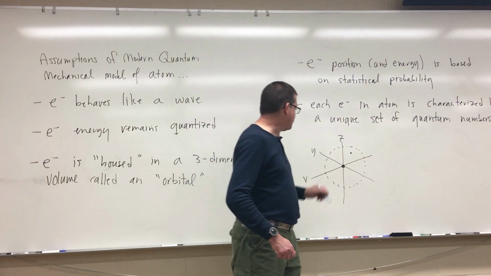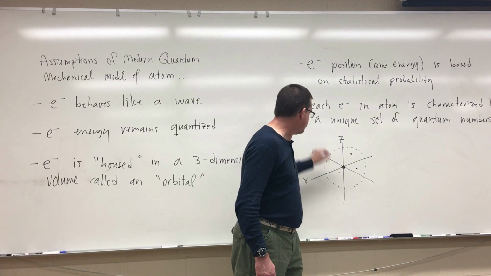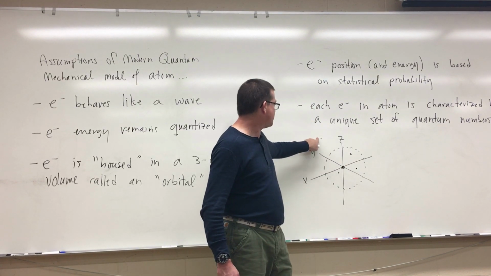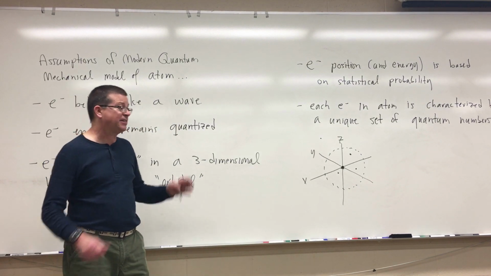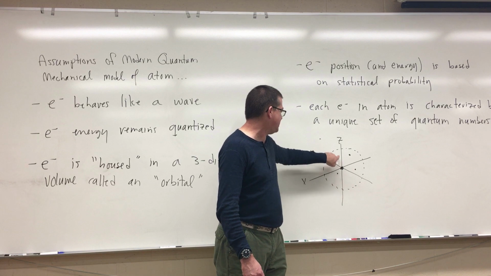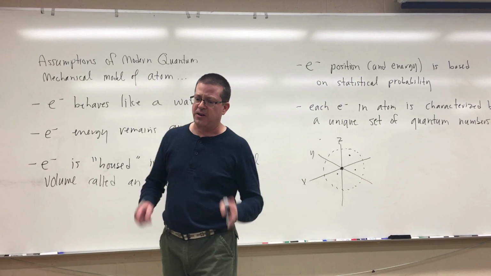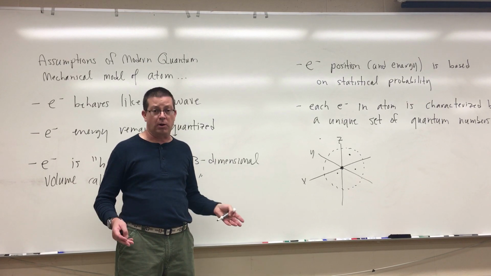Is the electron somewhere else in the next moment? Yes, it could be here. In the next moment, it could be here. In the next moment, technically, outside of that 99% probability, it could be outside of the sphere. But I could say within 99% probability, at any given time, that electron is inside that sphere. And that sphere is now a three-dimensional region in space, which I'm going to call an orbital.